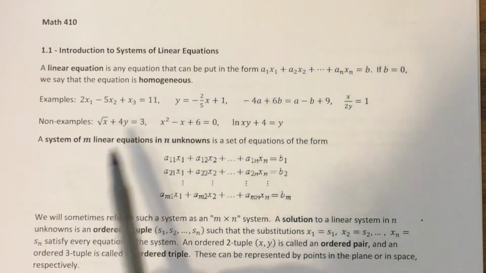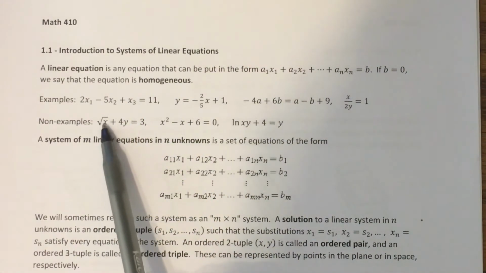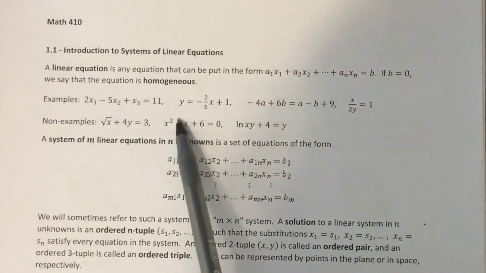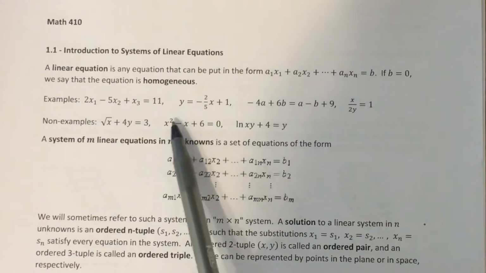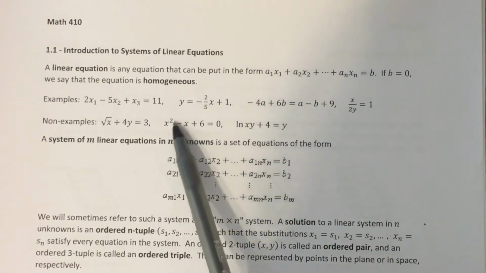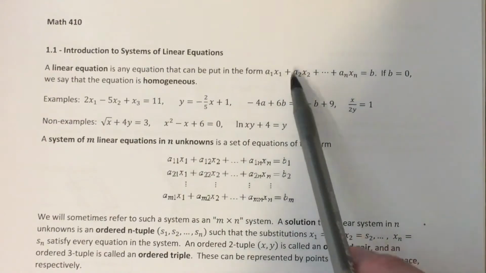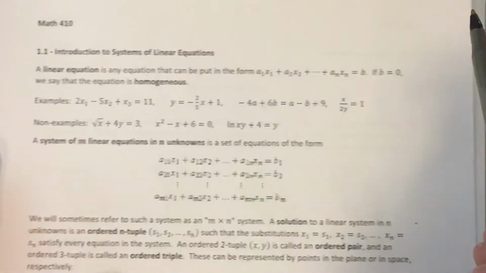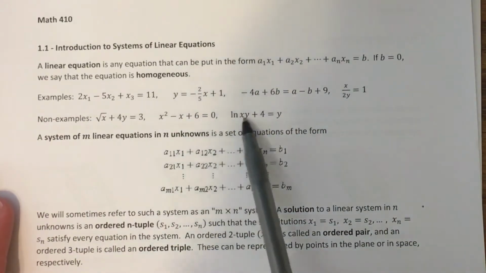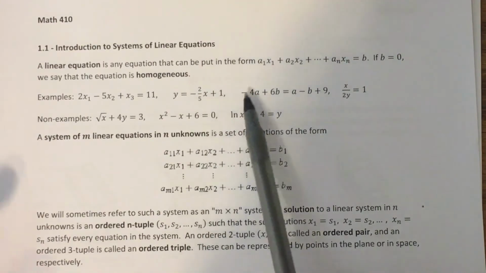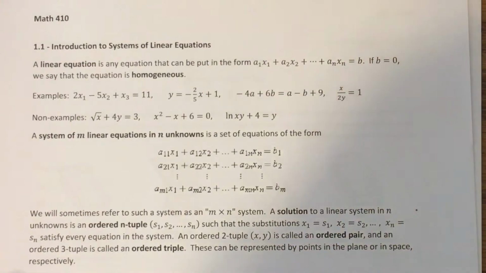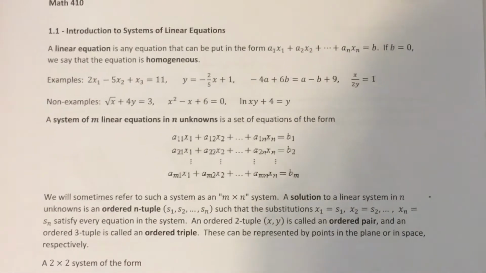These are non-examples of linear equations. This one has a radical in it, and you'll notice that radicals don't appear in this definition for a linear equation. This one's a polynomial. So the variables in a linear equation cannot be raised to any power other than 1. Even though there can be multiple variables in a linear equation, they cannot be raised to any power greater than 1. This one has a natural logarithm in it, and that's not something that can appear in a linear equation. So you know what linear equations are from algebra. That should feel very familiar.